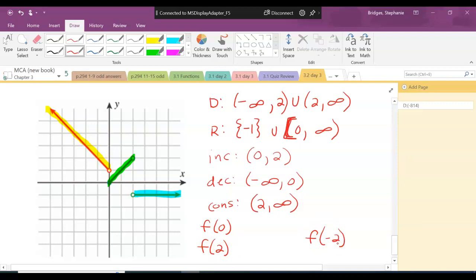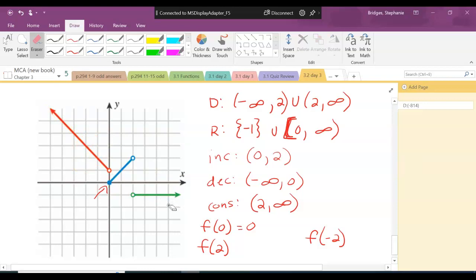All right, f of 0. What does y equal when x is 0? 0, because there's a closed point there at 0, correct? This one right here. All right. F of 2. Let me erase my stuff. This is where we have to be careful.